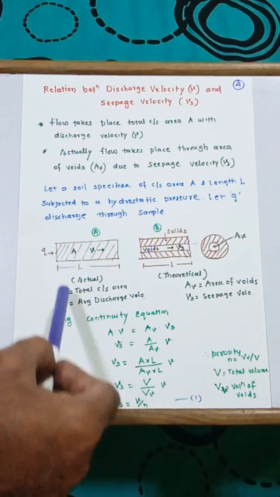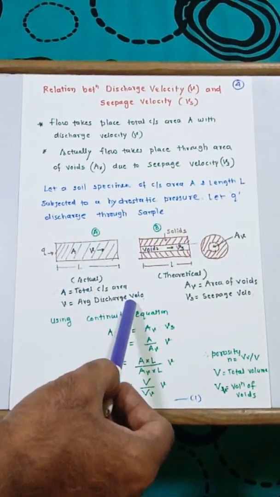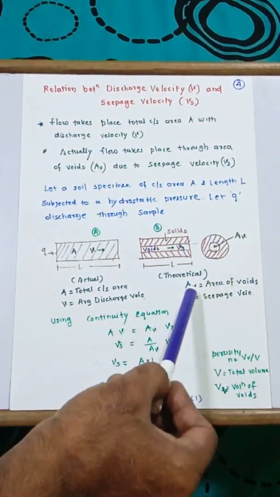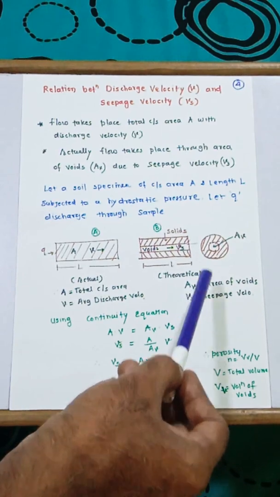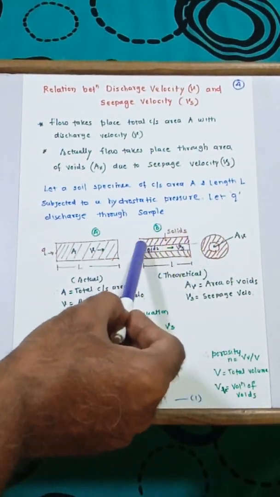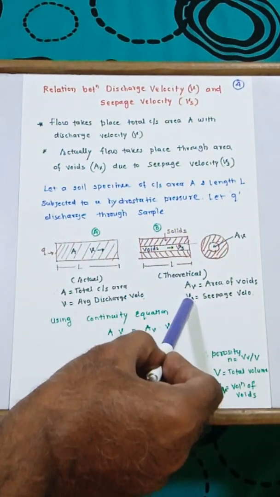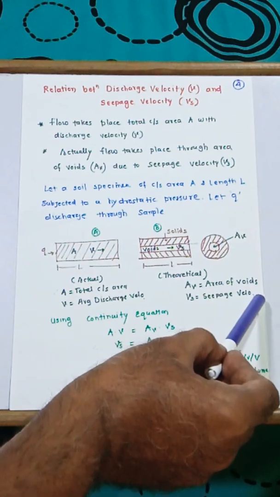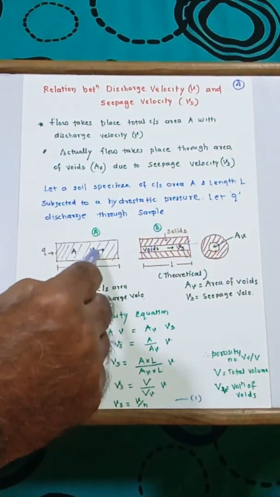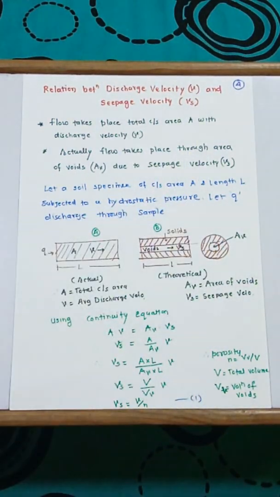So A is the total cross section, and V is the average discharge velocity. In the theoretical diagram, Av is the area of voids, and the velocity of flow through the voids is definitely different, and therefore it is Vs, called the seepage velocity. So we'll try to correlate the discharge velocity V and the seepage velocity.